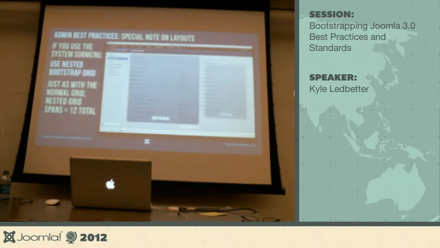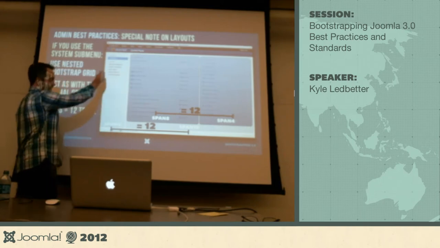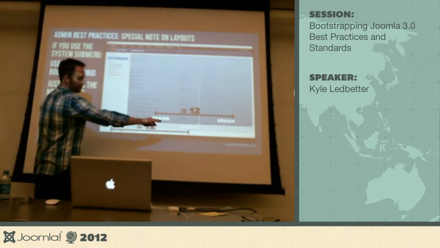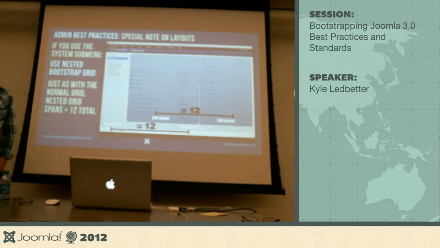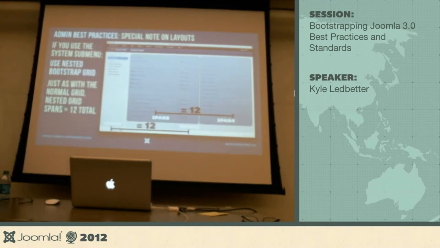One thing to note, for your components, you can just dynamically include the submenu. And what happens is the admin template takes care of the first outer spans. It has the sidebar for you, and then over here it's 10. But you can nest the grid in Bootstrap, right? So in here, this needs to equal 12 again if you do it like this.